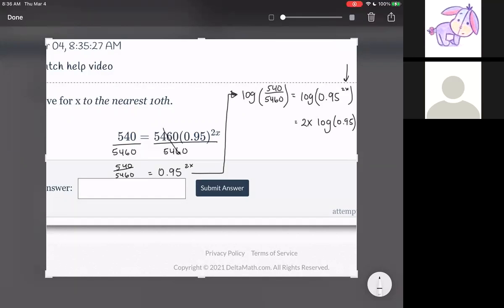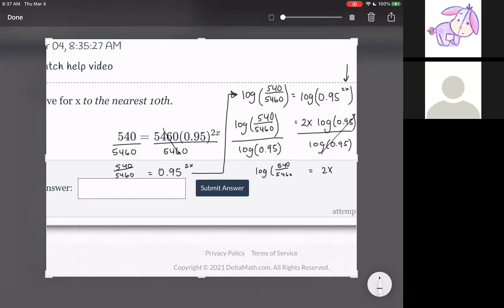And then on the left side, nothing changed. So I'm just going to write it again. Okay, so we have that. Now to solve for x, we can divide by log of 0.95, divide by log of 0.95. They cancel out, we get it is equal to 2x. What is equal to 2x? That entire fraction thing. So log of 54 over 5460. I don't know why I wrote 54. This is 540.